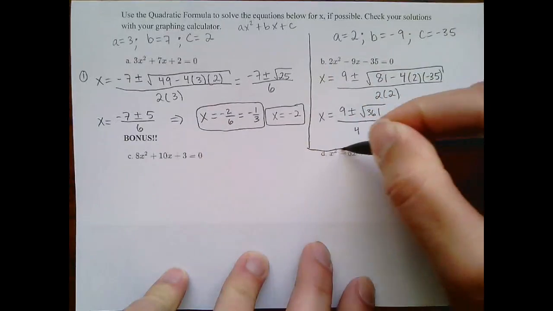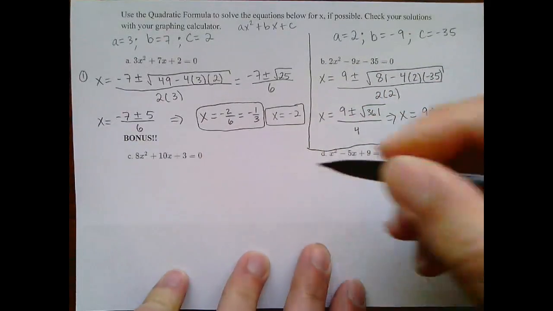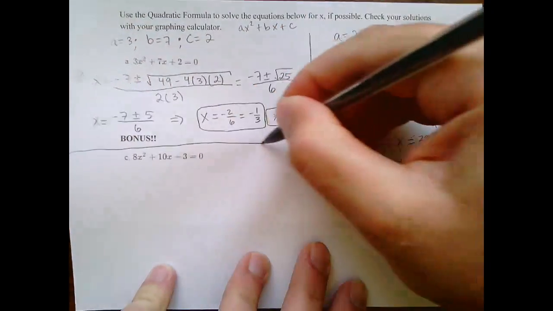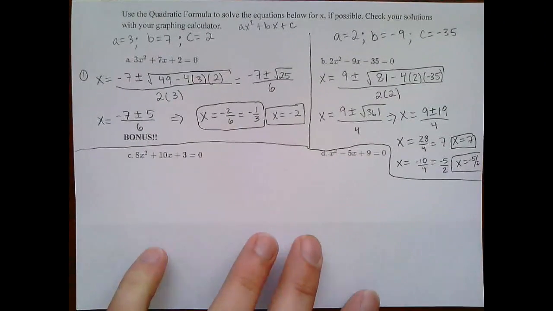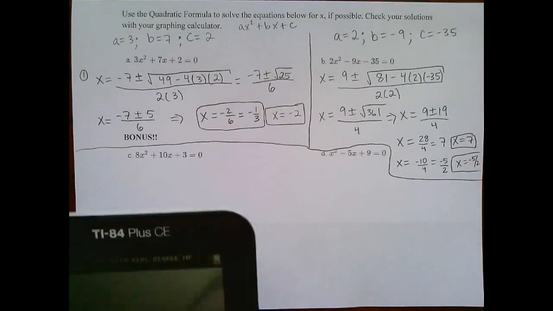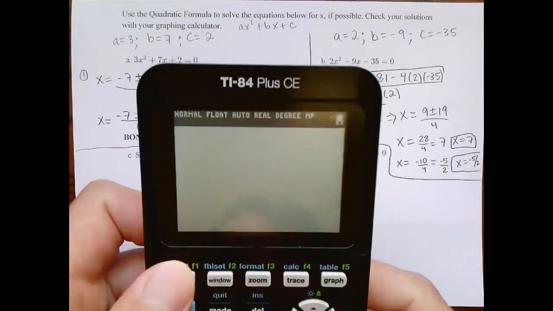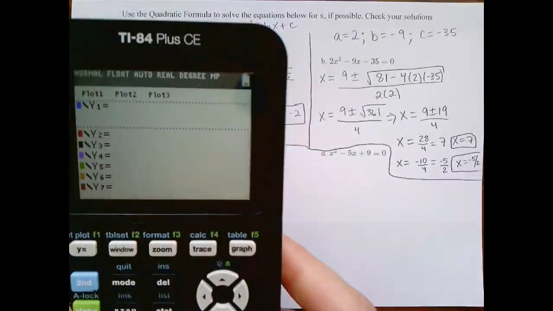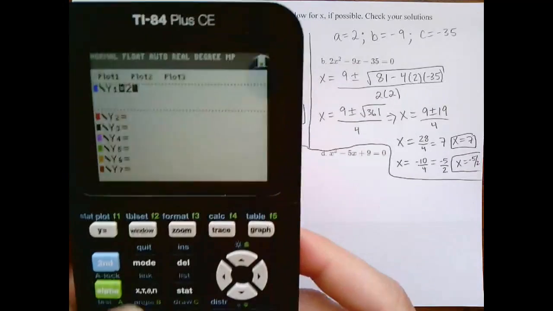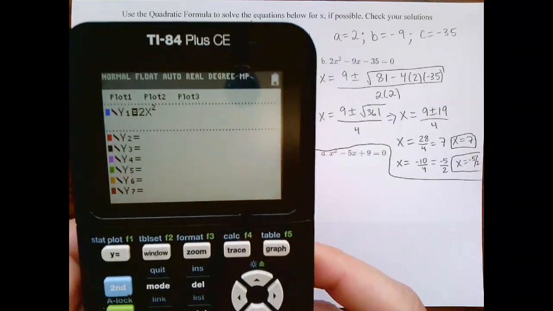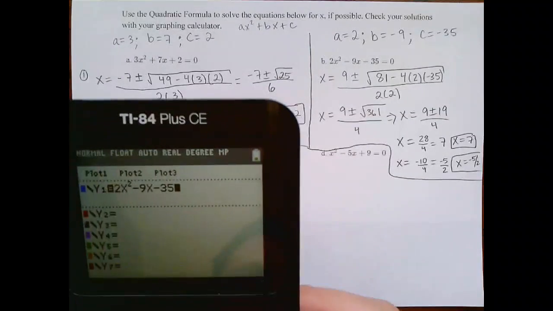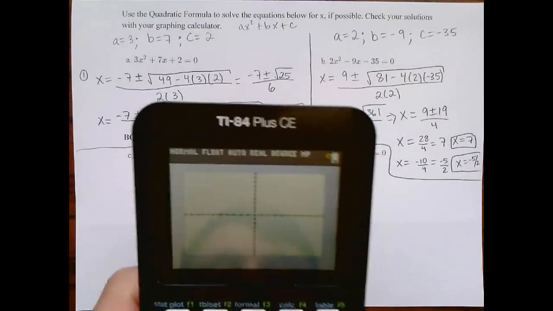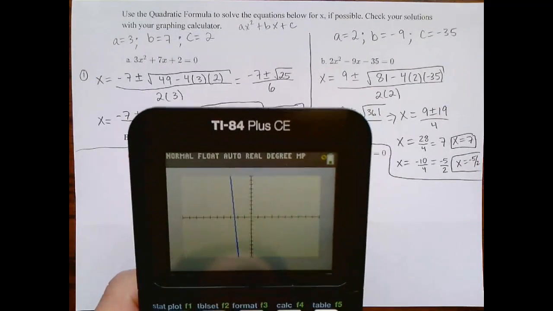So maybe we'll split up the paper a little bit so we don't run into issues knowing where our work is. So we have 2 solutions for this one. X is 7 and x is negative 5 halves. Let's check it with the graphing calculator. Let's go to the y equals screen, clear off. Let's go 2x squared minus 9x minus 35. We said 2 solutions. We said 7 and negative 2.5.